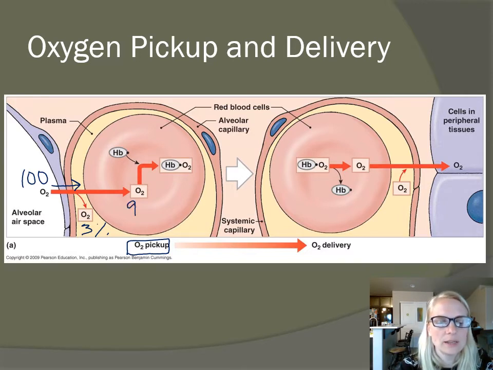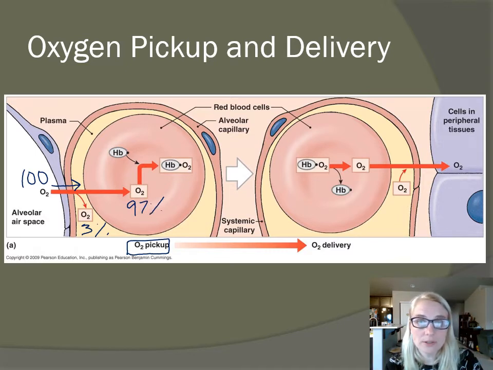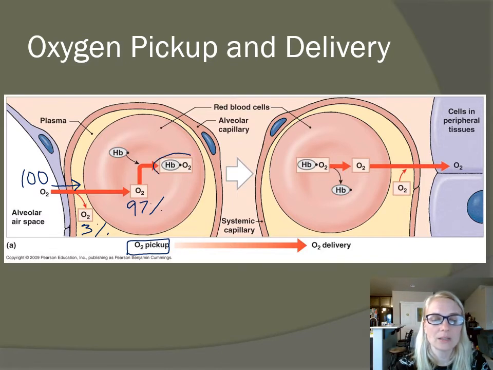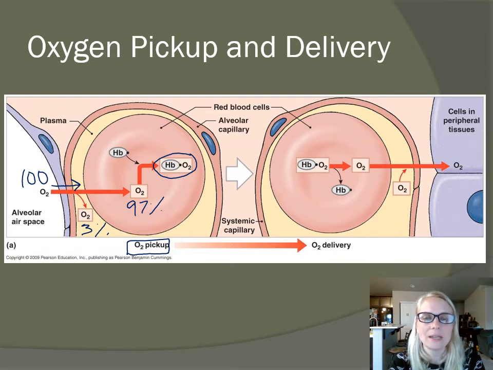The other 97% goes into the red blood cells, diffuses through the red blood cells and binds to the hemoglobin. And this is what we call oxyhemoglobin. So like 97% of all the oxygen that moves into your capillaries is carried by the hemoglobin. And what's cool about this is it's reversible. So here is that pickup of oxygen at the lungs.